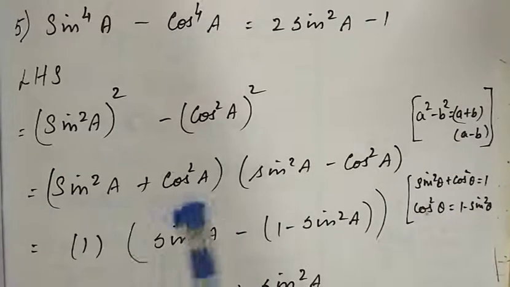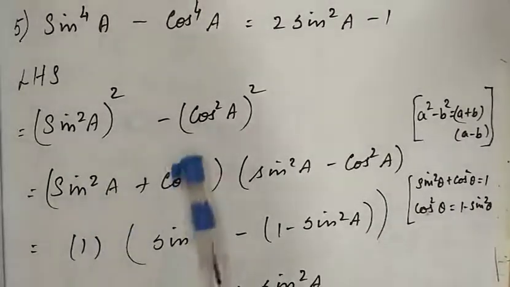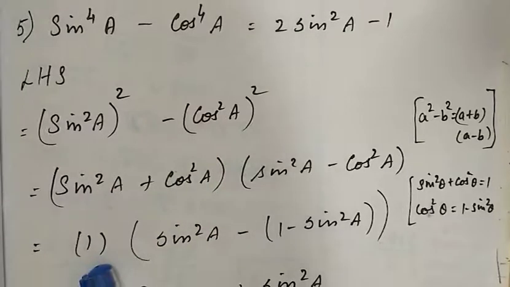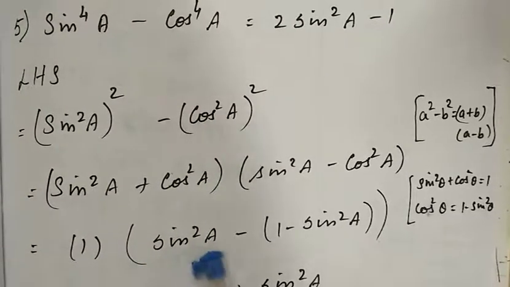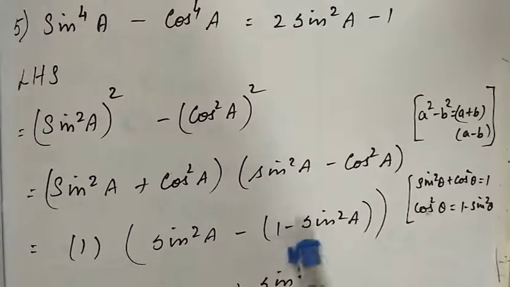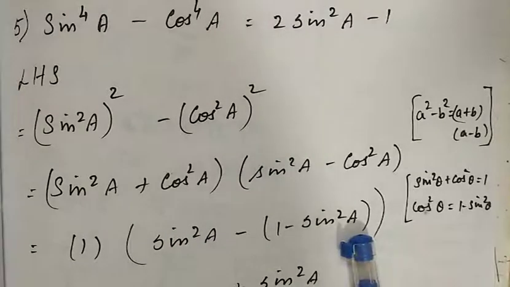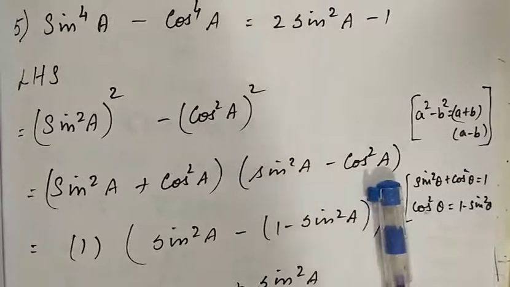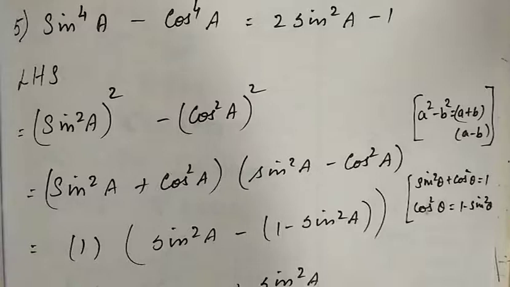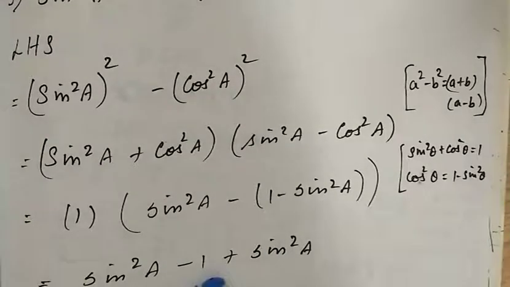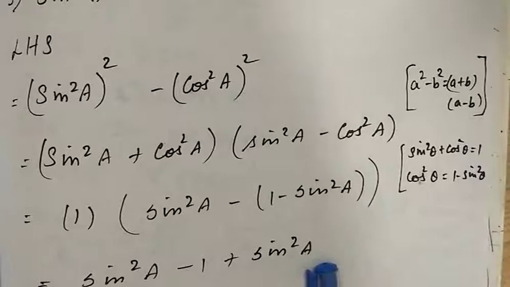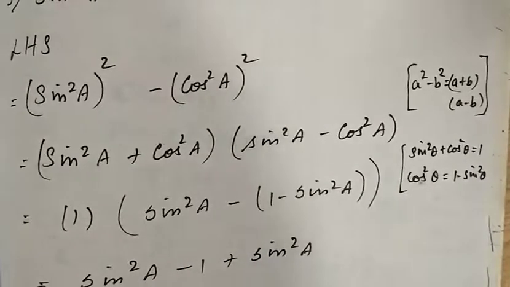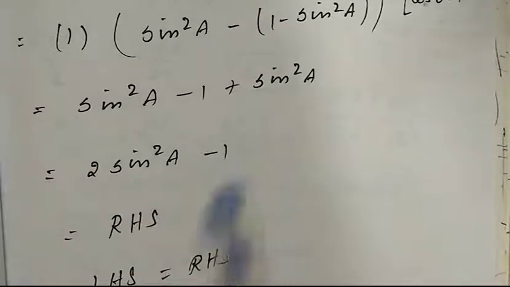Okay, and you know the identities. Sin squared A plus cos squared A is equal to 1, into sin squared A minus 1 minus sin squared A, because we don't want cos squared A. Therefore, we will write 1 minus sin squared A in the place of cos squared A. Okay, now multiply and get sin squared A minus 1 plus sin squared A. Add these two, you will get 2 sin squared A minus 1. That is RHS. Hence, prove.